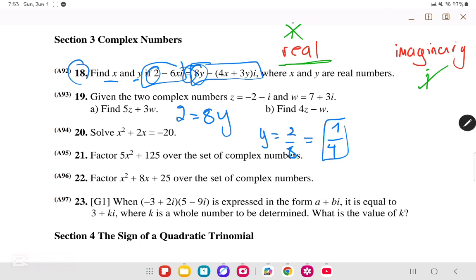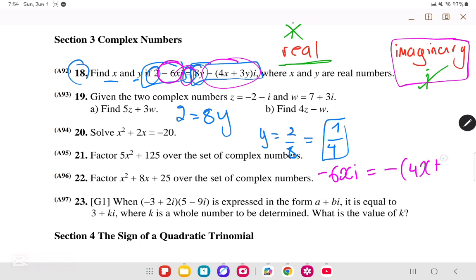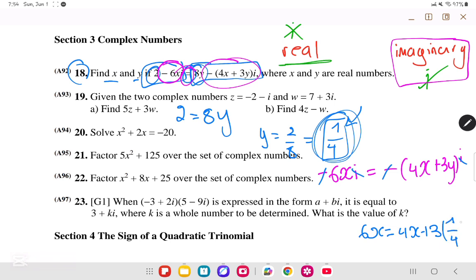Now, the next thing we need to do is to take the imaginary part by itself. When you take the imaginary part by itself, you have minus 6xi is equal to, now the imaginary part over here, which is minus 4x plus 3yi. We can cancel two things. We can cancel the minus, and then we can cancel the i. And we will be left with 6x is equal to 4x plus 3y. But look, we have y. We found it over here to be 1 over 4. So very simply, you can remove the y and replace it with 1 over 4.